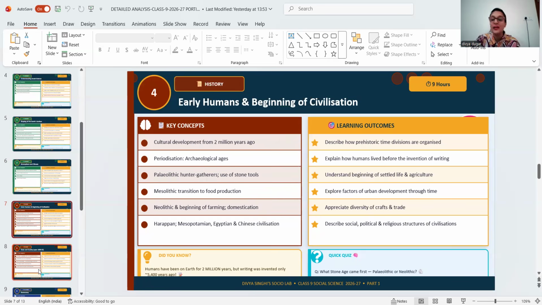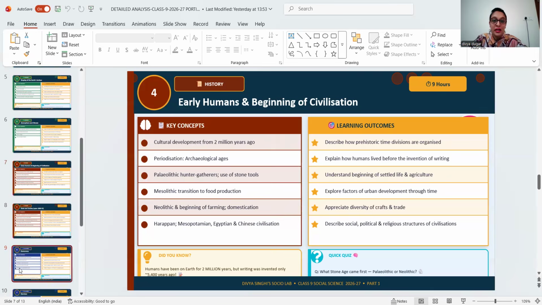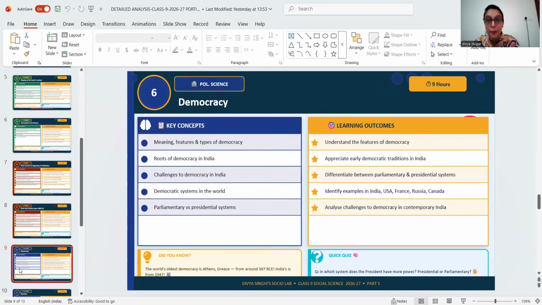ओके, ये चैप्टर आपके पिछले एनसीईआरटी बुक्स में नहीं था, ये कंप्लीटली न्यू चैप्टर है. ठीक है. नाउ चिल्ड्रन, नेक्स्ट चैप्टर इज डेमोक्रेसी. चिल्ड्रन, ये पहले भी था, एंड डेमोक्रेसी इज ऑलवेज अ फाउंडेशन ऑफ पॉलिटिकल साइंस और सिविक्स, राइट?